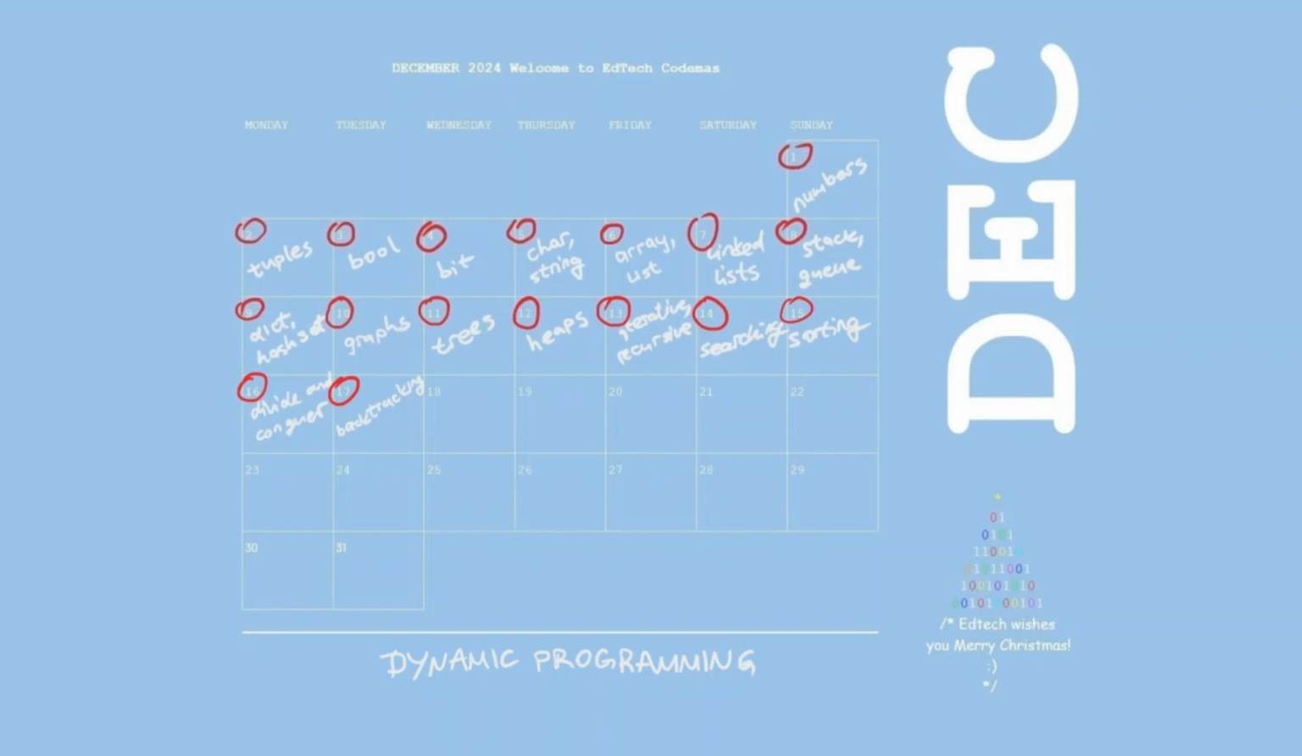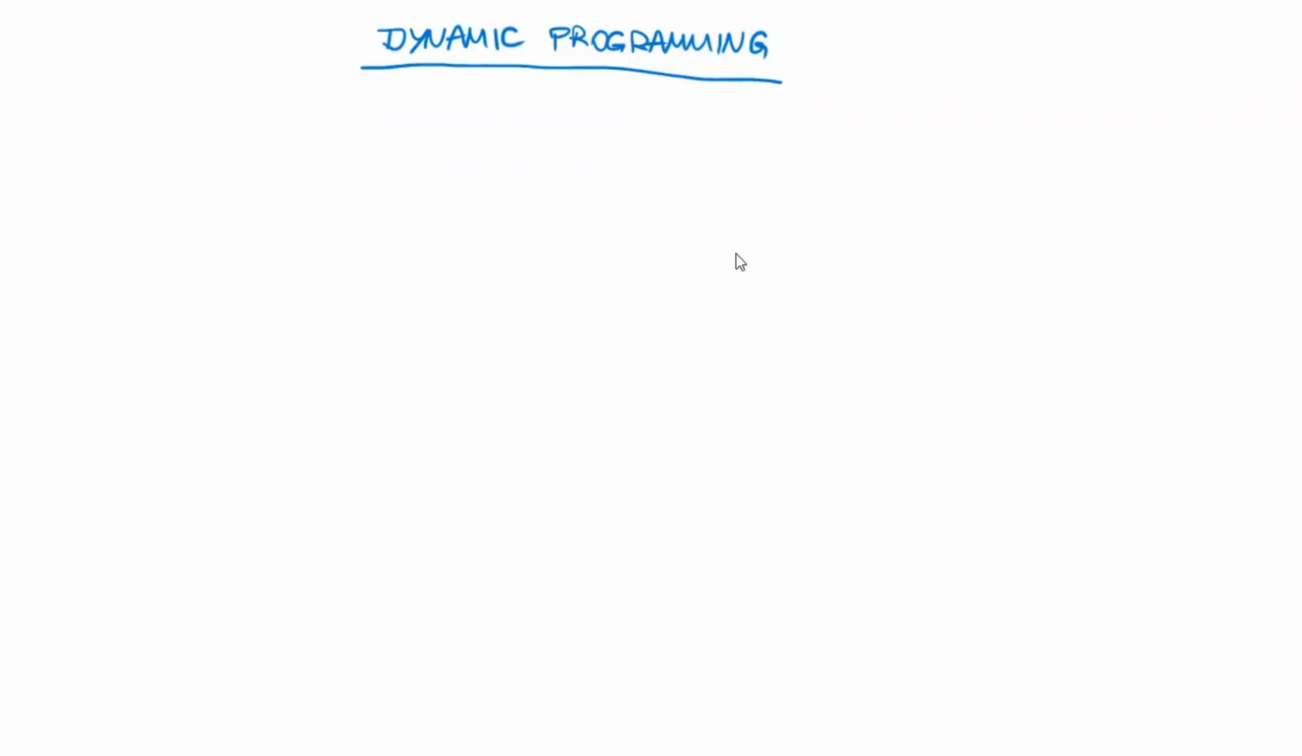Today, let's briefly talk about dynamic programming. Dynamic programming is related to optimizing our work by memorizing, saving the previously calculated results.